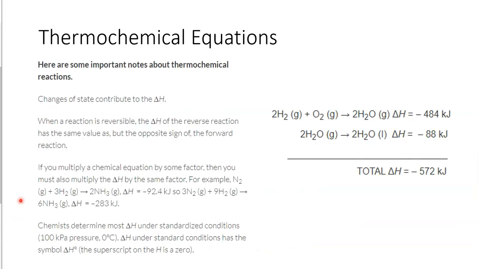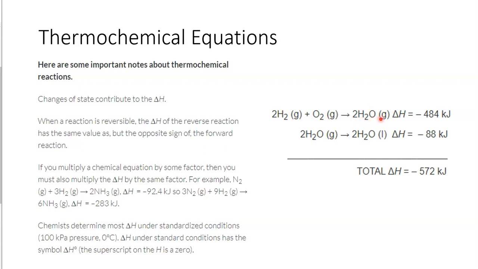A couple of things to take note of when you're writing chemical or thermochemical equations. Changes of state contribute to delta H, so that's what we're looking at here in this equation. These are 2 equations that represent the physical process. Now, this isn't a chemical process, but this is a physical process of hydrogen gas reacting with oxygen gas. I guess this is the chemical process here. Hydrogen gas chemically reacting with oxygen gas in the air to produce water, right? So this is the formation of water.